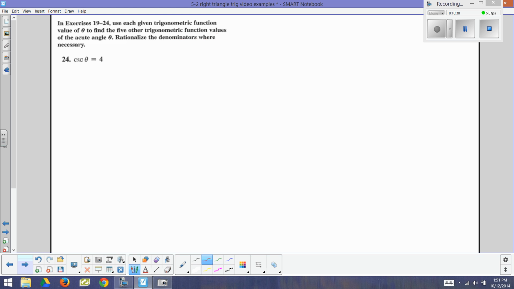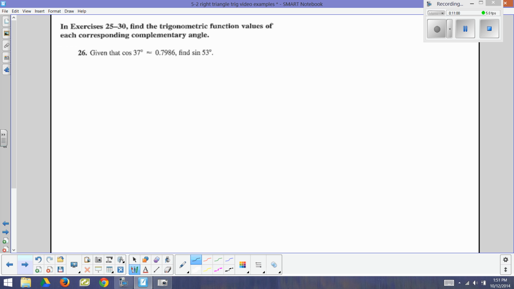This is the one that I'm not going to do the whole problem for you. But just remember that 4 is equal to 4 over 1. So if I was drawing my picture, remember cosecant and sine are reciprocals, so this is hypotenuse over opposite. So my hypotenuse is 4 and my opposite is 1. And I'll let you finish it, find your missing side.